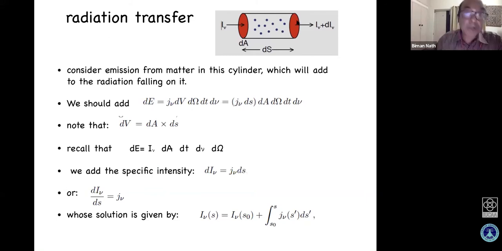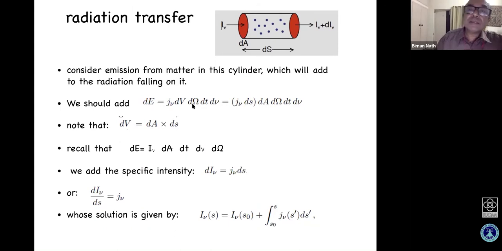Now, let's say the length of this cylinder along the ray of light is ds. So s is the parameter that I'll be using to denote the length along the ray. And suppose the area is dA, capital A. So the volume of the cylinder is dA times ds, and this is dV.